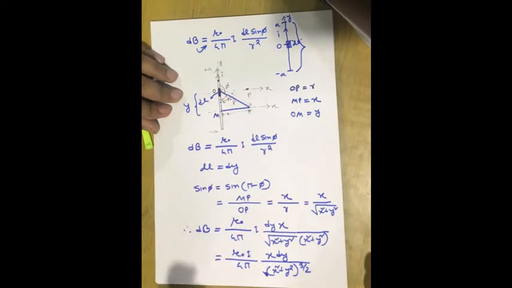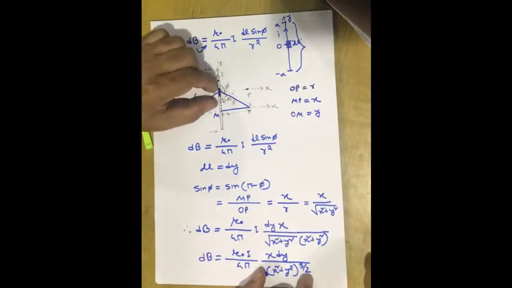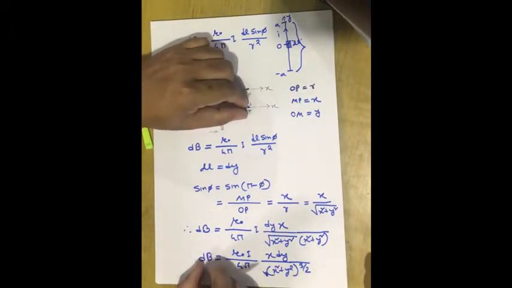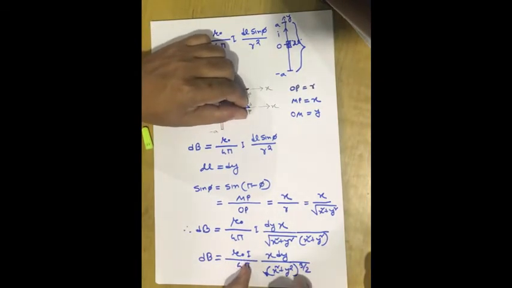Okay, so far we are concerned only with the magnitude of the magnetic field. After that we'll be determining the direction of the magnetic field. So for the dl element, the value of the magnetic field at the point P, dB, is equal to this value.